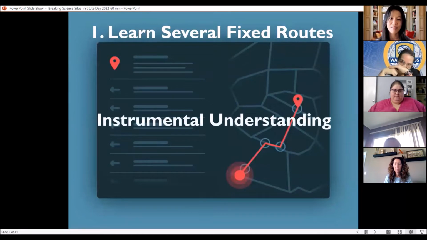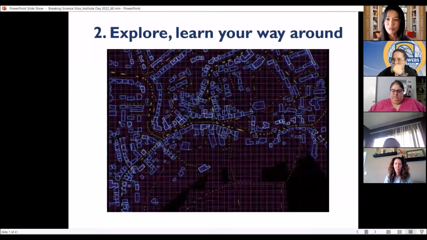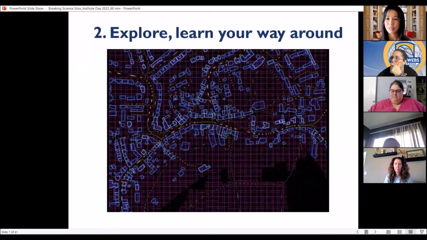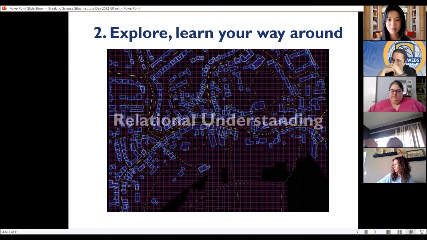That is an example of instrumental understanding. The other option, if you're in more of an exploratory mood, is you can wander around and learn how all these different places in this new town or city are connected to each other. So you don't necessarily have a fixed path to get from school to work or school to the grocery store, but you know how they're all located in relation to each other. That is an example of relational understanding.